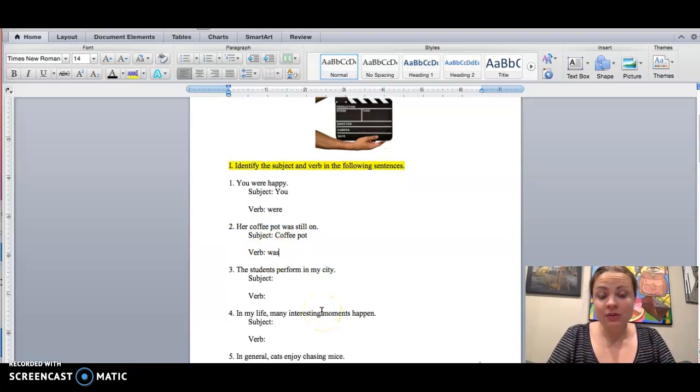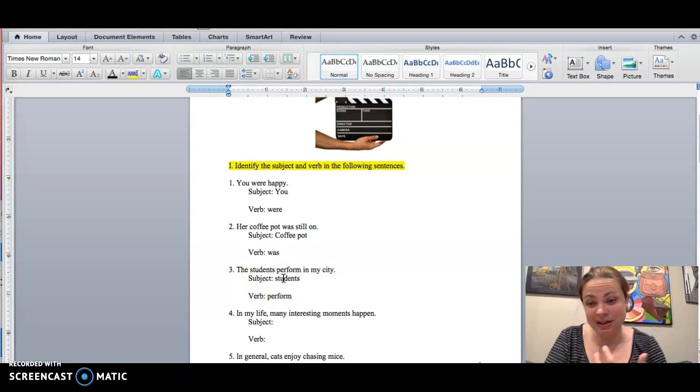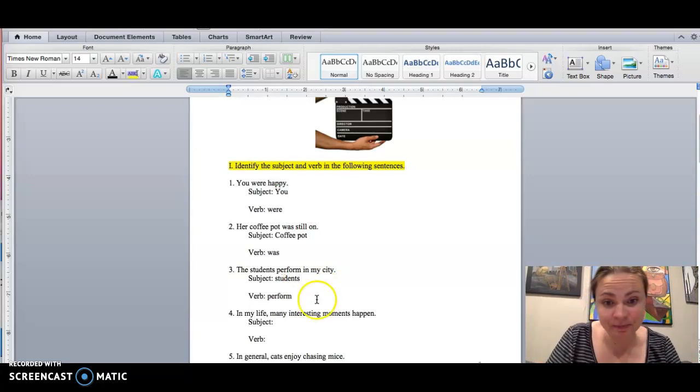Okay? The students perform in my city. So the verb, what's the action here, is perform. And who's doing the performing? Is the city performing? No. The students are performing, so we're going to say students. Again, city's not performing, the students are performing. Perform is an easier verb to identify because it is an action.